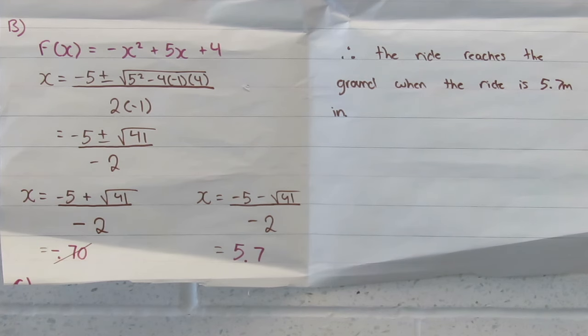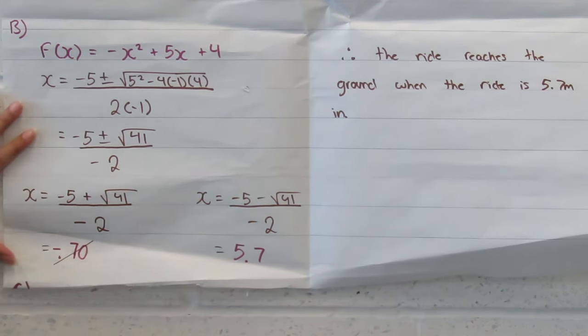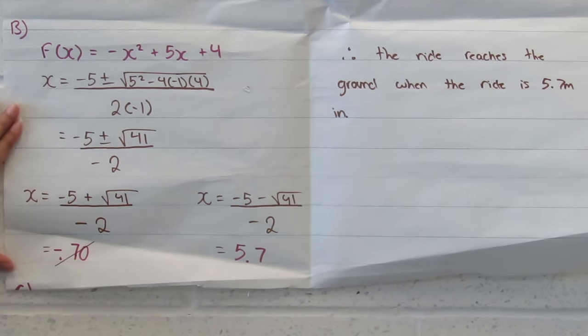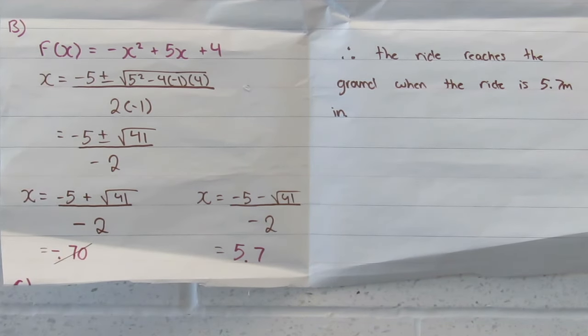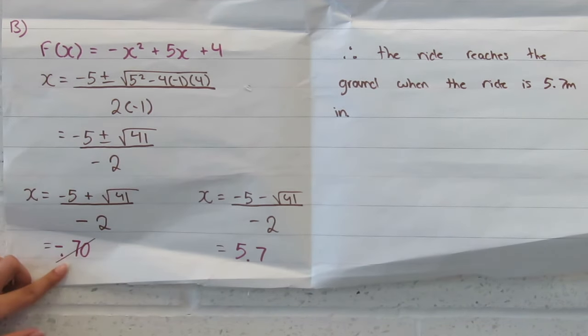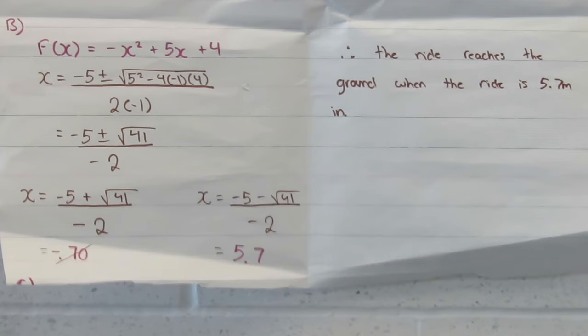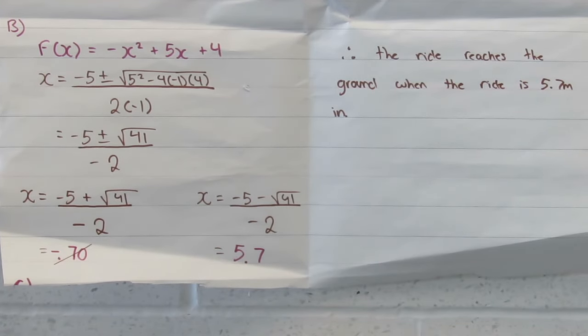Now you're going to get two possible answers because you're going to be adding and you're going to be subtracting. So when you add, negative 5 plus the square root of 41 over negative 2, you're going to get negative 0.70. And when you subtract, negative 5 minus the square root of 41 over negative 2, you're going to get 5.7. Now you're going to cross out this negative 0.70 because distance can't be negative, so the obvious answer will be 5.7. Therefore, the ride reaches the ground when the ride is 5.7 meters in.